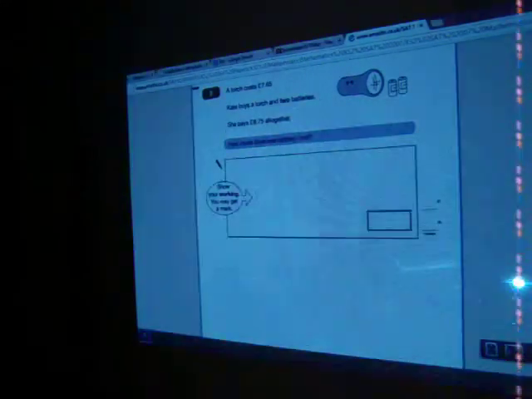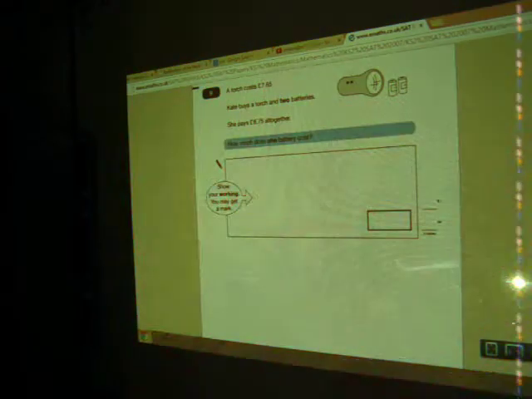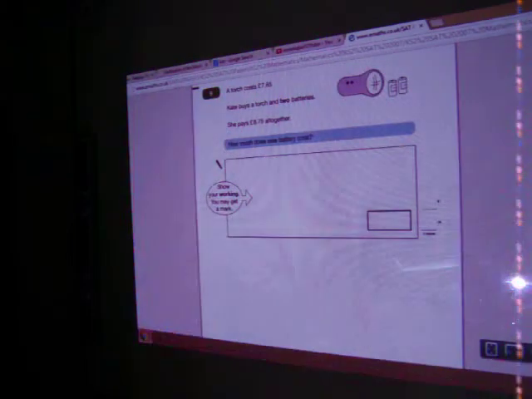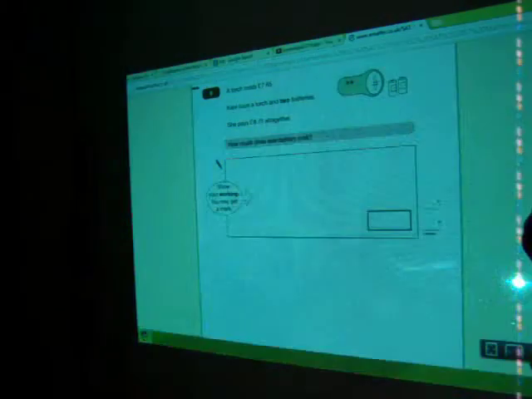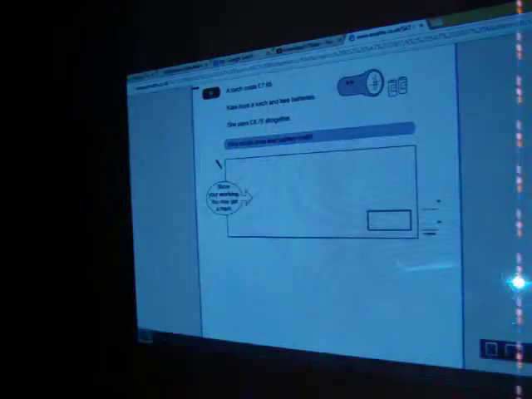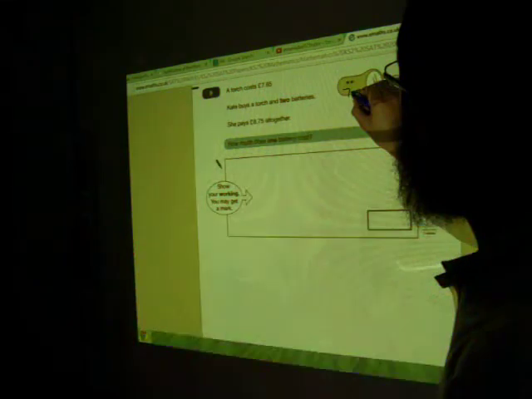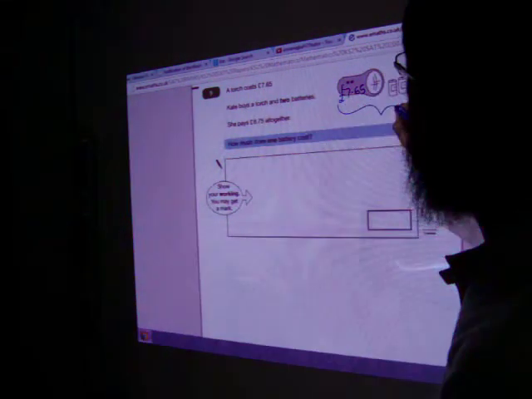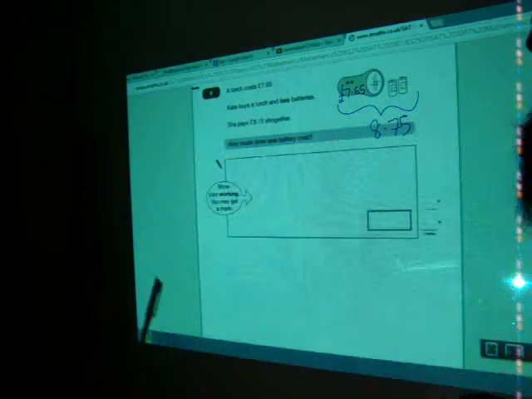Okay. A torch costs £7.65. It's quite cheap. That's in your local shop. Kate buys a torch and 2 batteries. She pays £8.75 altogether. How much does one battery cost? I don't want the answer. I want the technique. So this on its own costs how much? £7.65. And all of this altogether costs £8.75.